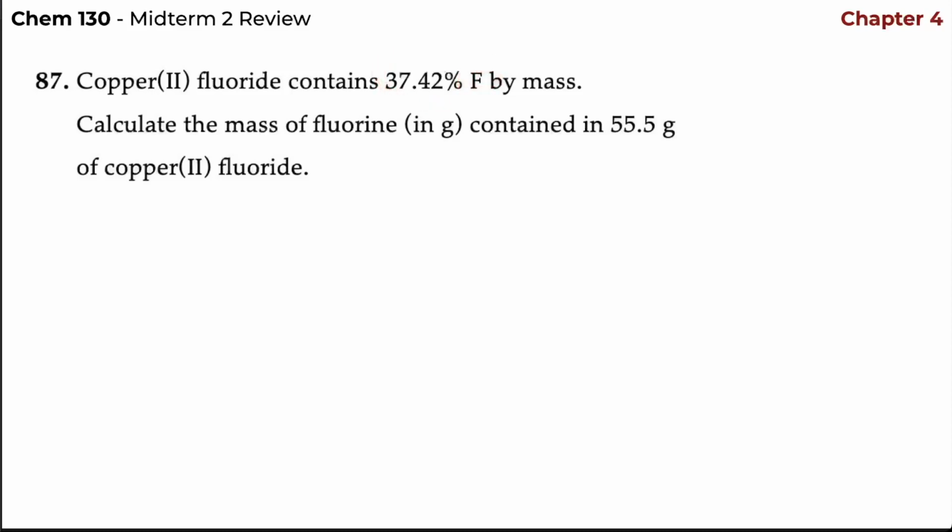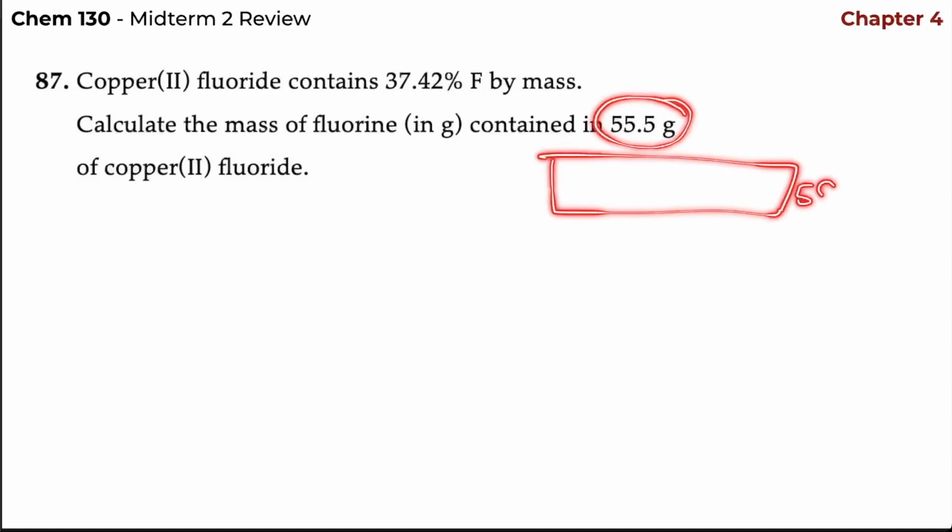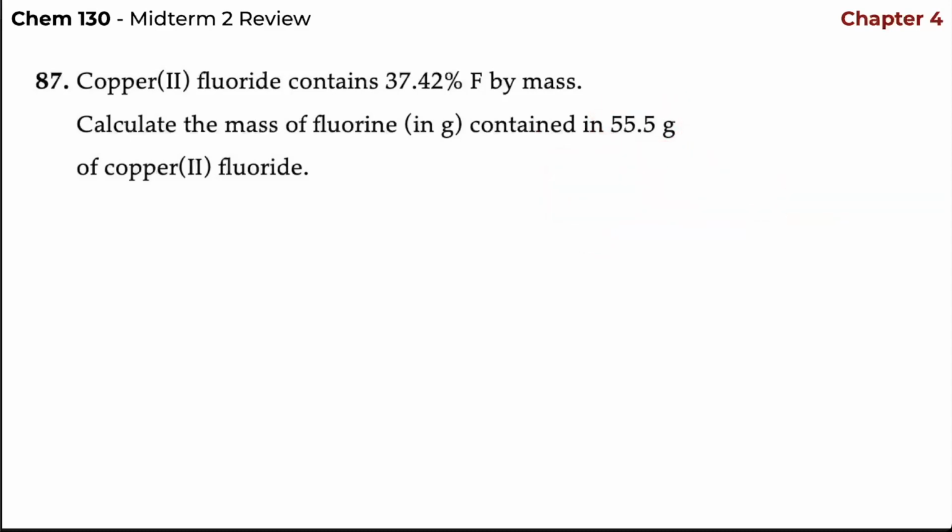So then it's saying we have 55 grams, so the total is 55 grams. And if 37% of that is fluorine, how much fluorine is there? Once you see it like that, it's pretty straightforward. You're taking the total, which is 55.5 grams, and multiplying it by this percentage. Here's the thing with percentages: you move the decimal two spots back, so it becomes 0.3742.